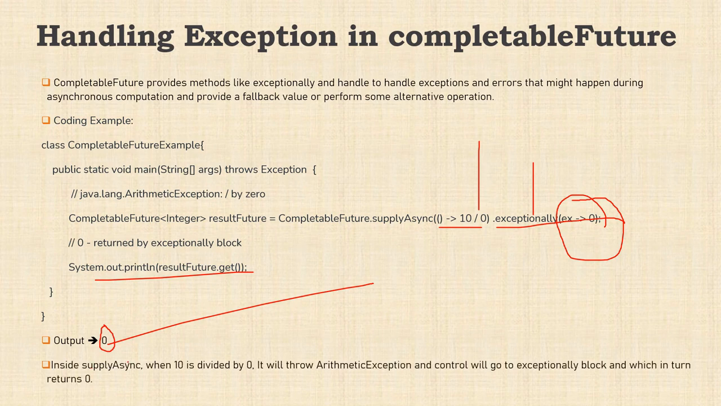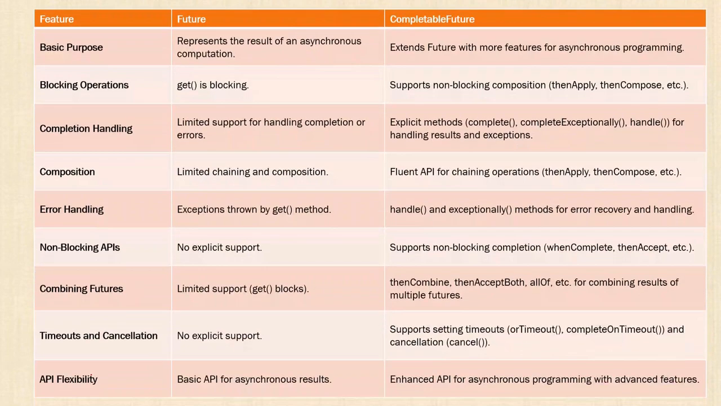Next thing, inside supplyAsync, when 10 is divided by 0, it will throw an ArithmeticException, and control will go to the exceptionally block, which returns 0. Just now we explained everything, so it's the same. Let's move on to the next topic, which is the difference between Future and CompletableFuture.